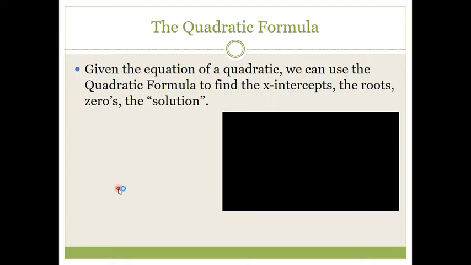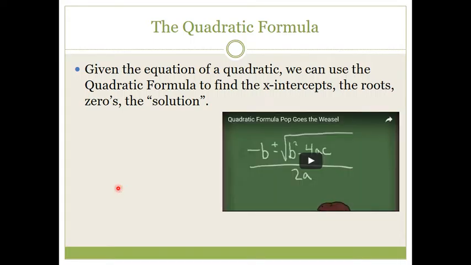Alright, so now we've looked at a graph and how to identify the x-intercepts, but now once again we're going to go ahead and see how to find the x-intercepts, or the roots, or the solutions, or the zeros. Remember, they all mean the same thing of a quadratic equation if we don't have the graph. Alright? And the way that we're going to do that today is with the quadratic formula.